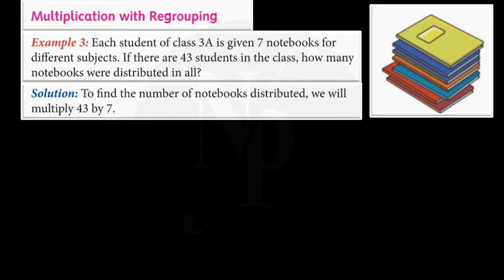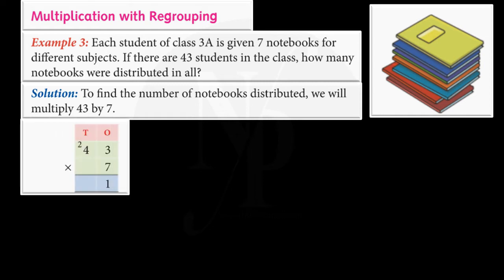Solution. To find the number of notebooks distributed, we will multiply 43 by 7. For multiplication, we will write down the given numbers in the place values table as shown here. 43 is written in the first row, where 3 is in ones place and 4 is in tens place. And first we will multiply the digit in ones place by 7. When you multiply 3 by 7, what do you get?